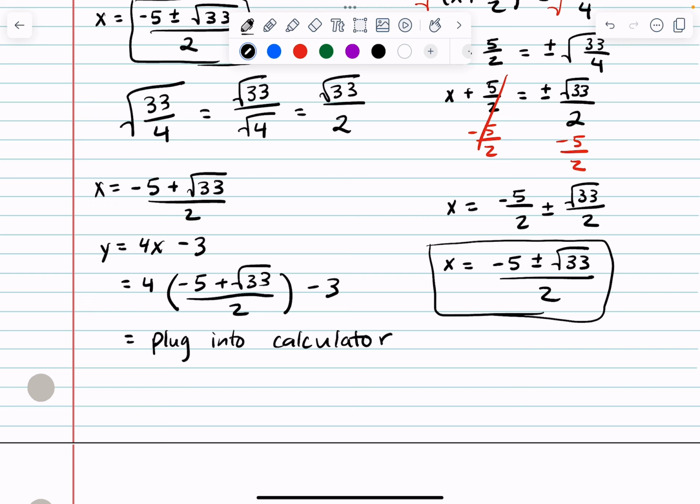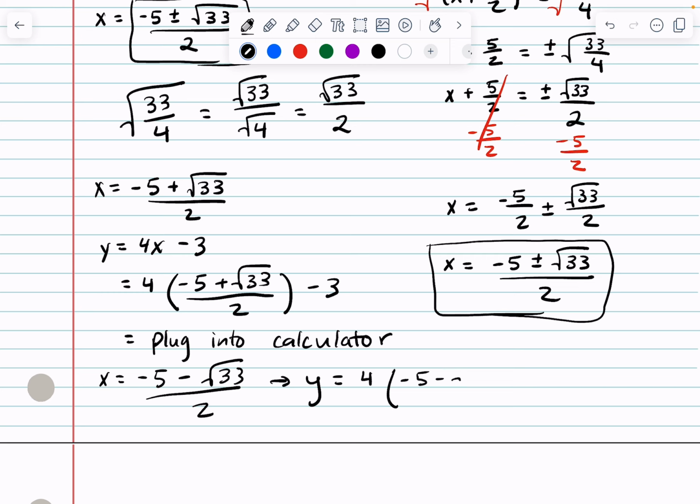And then if you have x is equal to -5 minus the square root of 33 over 2, you're going to do the same thing, where you're going to plug your x value into y equals 4x minus 3. So I get that y is equal to 4 times -5 minus the square root of 33 over 2, minus 3. And you're just going to plug that into your calculator to get your y values as well.